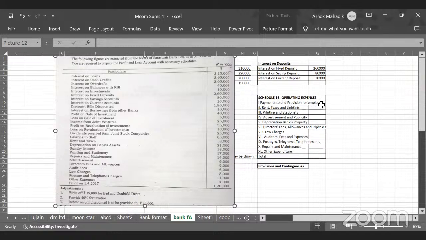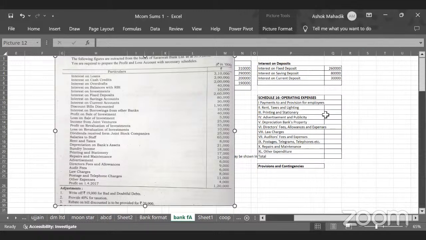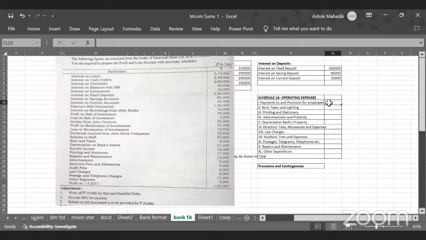Whenever you pay salaries, there's a separate heading for it, that is payment to employees. How much is the value? Payment to staff salary, 65,000. If any adjustment is there, we'll adjust later on. Okay, 65,000. Then rent and rates, 8,000. Then depreciation on bankers' assets, 21,000. Am I going correct? Depreciation, 21,000.